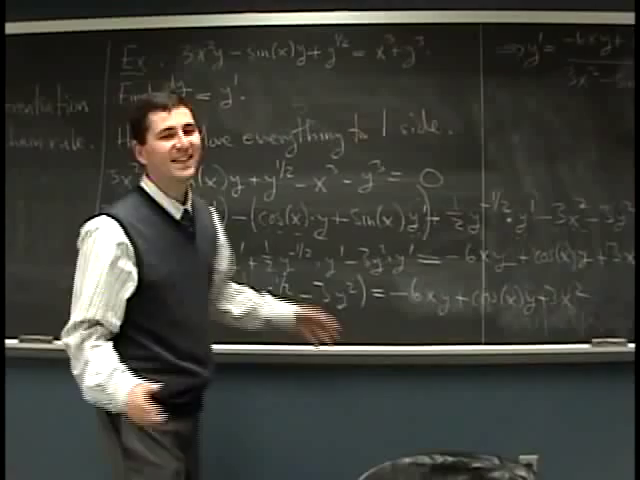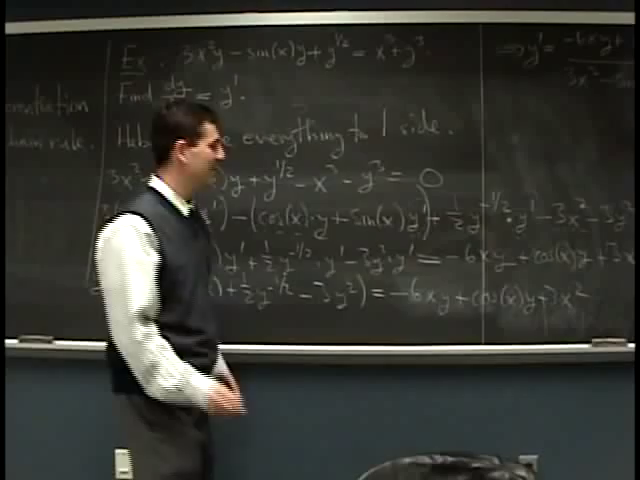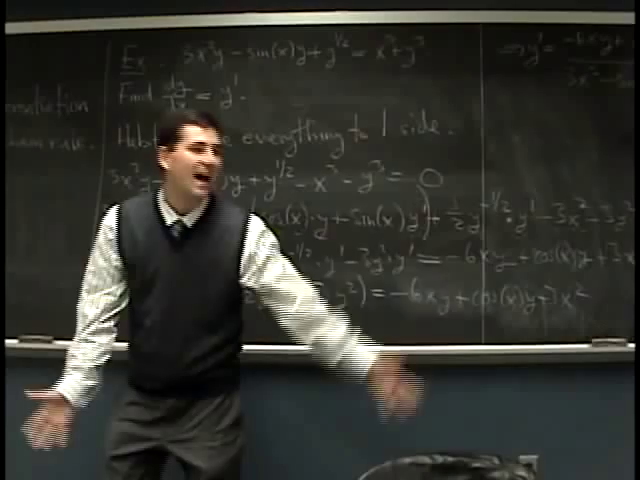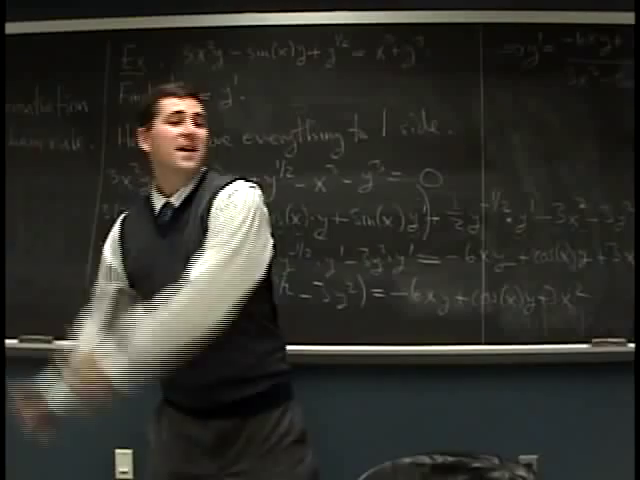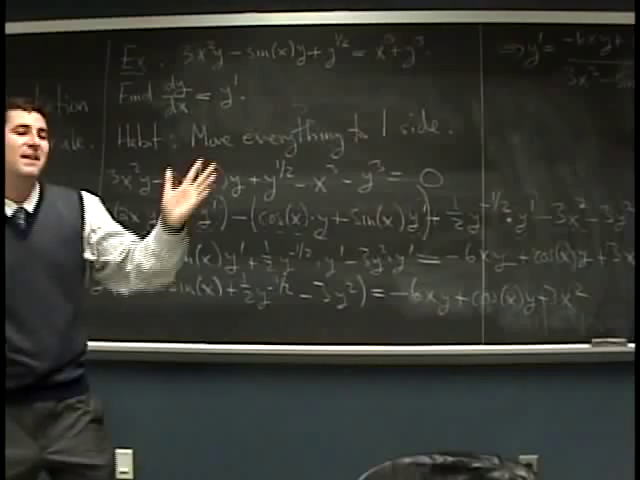Implicitly differentiated. Subtract the x's over, then divide to get the y's on the other side. Everybody! Implicitly differentiated. Subtract the x's over, then divide to get the y's on the other side.